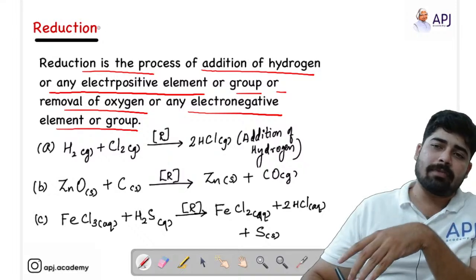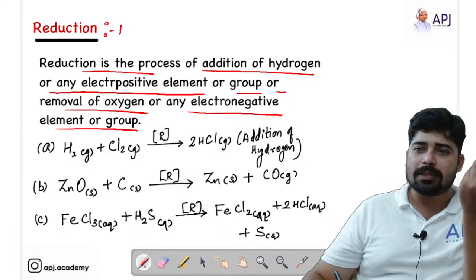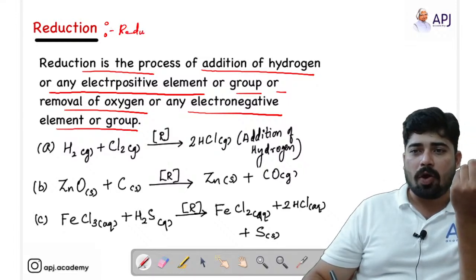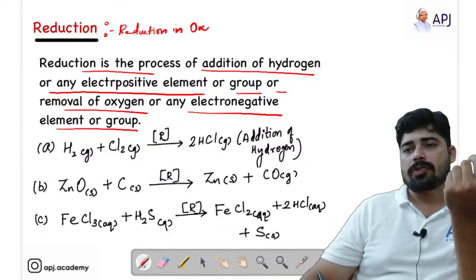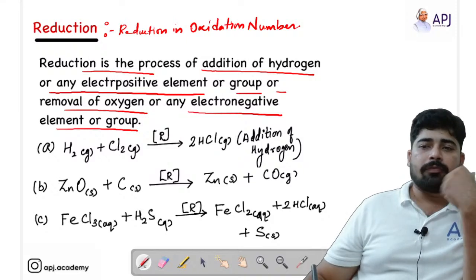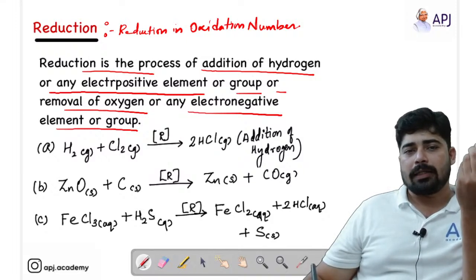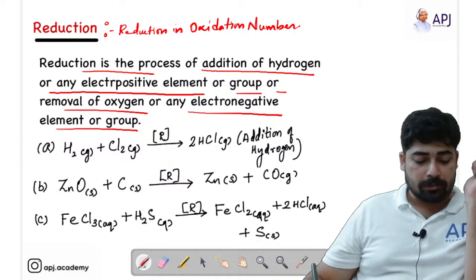Actually, what do you mean by reduction? Reduction means, by means of the process, you can give all these definitions. Actually, reduction means reduction in oxidation number. If after a process the oxidation number of a compound or an element has reduced, then we can say that that particular element or compound has undergone a reaction called reduction.